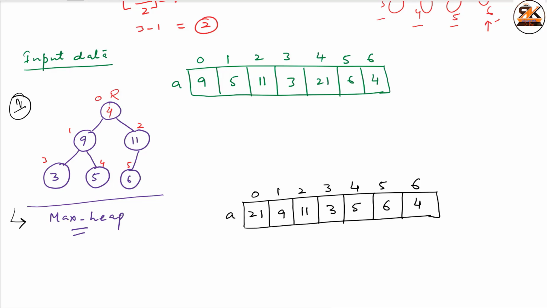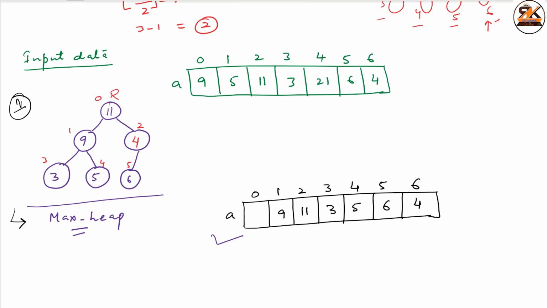Okay, so after exchanging we get 4 at this position and 11 at this position. And now when we see this tree again, it is a max heap again. Fine. And all these changes should reflect in the array here also.